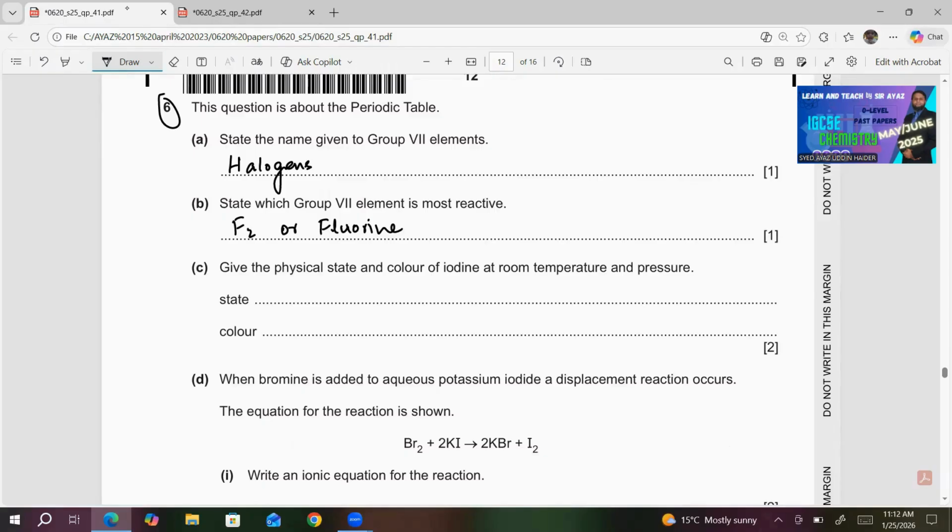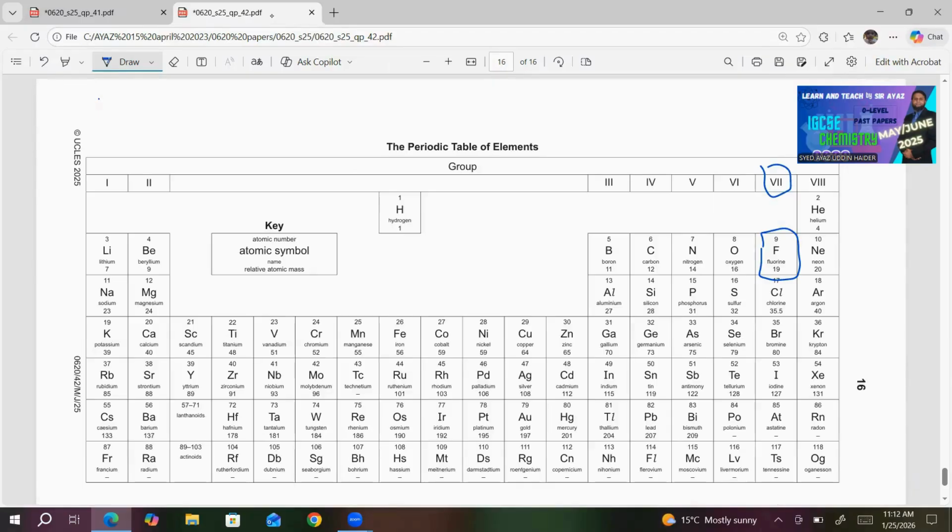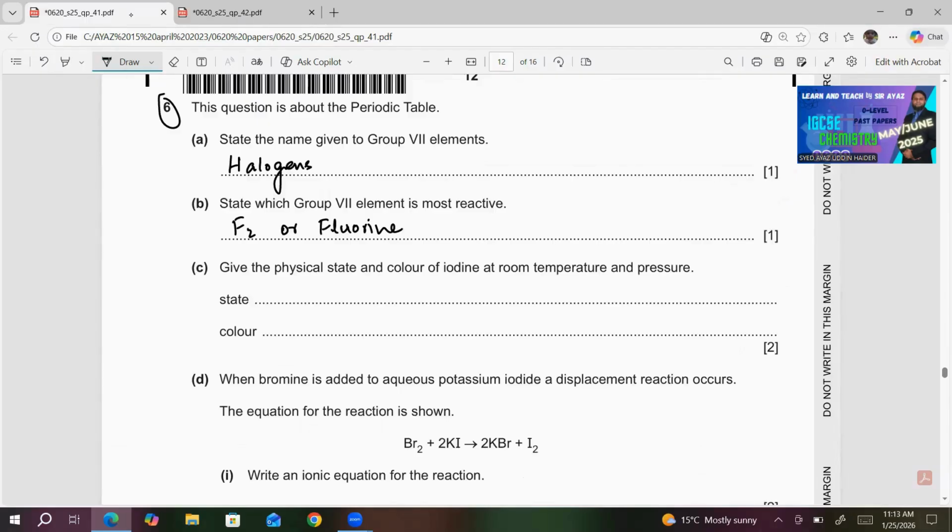C, give the physical state and color of iodine at room temperature and pressure. Now in this group, you have to learn the color. That is fluorine, light yellow, chlorine, yellow-green, bromine, reddish-brown or orange. Iodine is gray-black or purple. Astatine and tennessine are black solids. So for the state of iodine at room temperature, it's solid. And for the color, you can either write gray-black or purple.